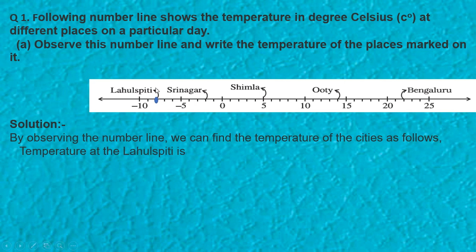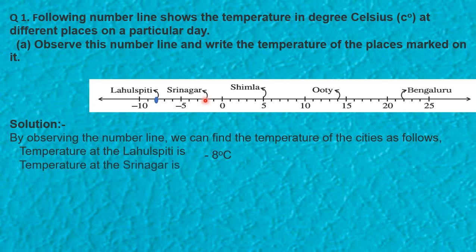Now we have to find the temperature value for this. As it is given -5 when we go to the left side of the number line in the negative direction, we get -5 here. Next is -6, this is -7, and this is the temperature for Lahaul Spiti: -8 degrees Celsius.